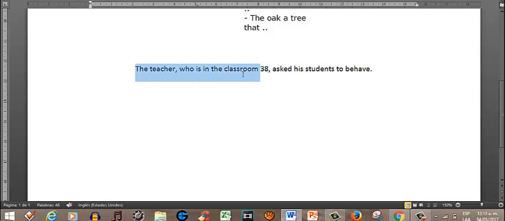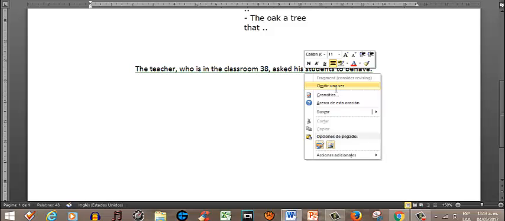We're describing the teacher, so this information is extra. We can say the teacher asks his students to behave, but we want to know which teacher, so we say the teacher who's in the classroom 38 asks his students to behave. So in that case, we're adding information to the teacher. The same happens with the next example.